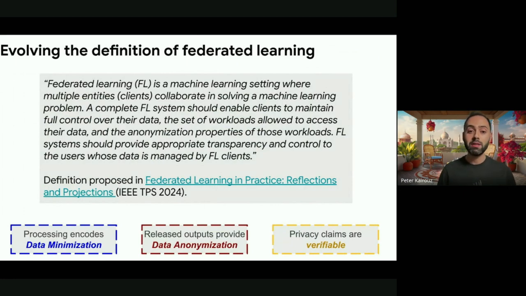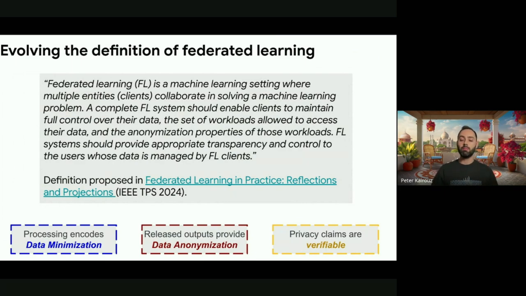And that's why we recently proposed this definition of federated learning, where, again, it's a machine learning setting where multiple entities collaborate in solving a machine learning problem. But a complete FL system should enable clients to maintain full control over their data, the set of workloads that are allowed to access their data, and the anonymization properties of the workloads. And FL systems should provide appropriate transparency and control and should allow the users to verify any claims.